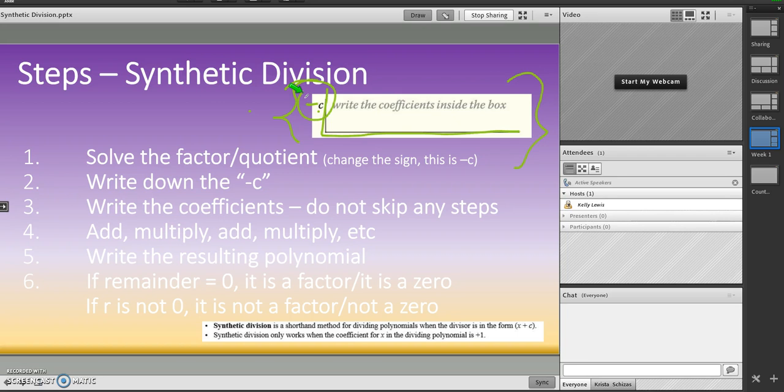Then we'll get some numbers right here, and we'll write the resulting polynomial from that. We're going to learn that the remainder, which is the very last number right here, if that's 0, then what we have is a zero. If the remainder is 0, that's called a zero, an x-intercept or root. If it's not 0, then it's not a zero, not a solution, not an x-intercept. All right, let's do some, because it's not going to mean anything otherwise.